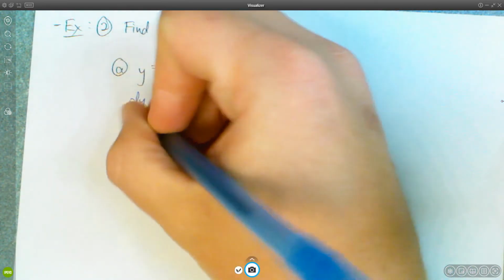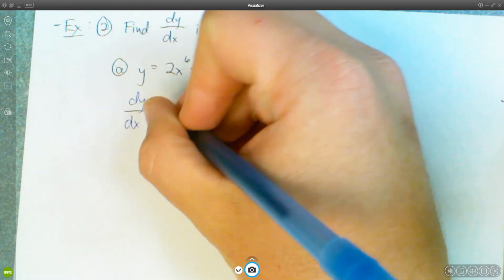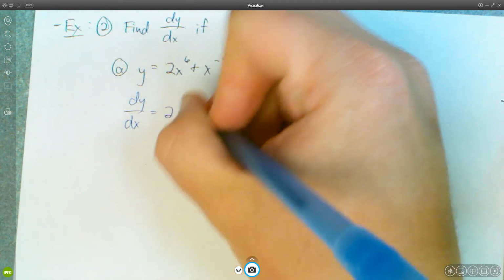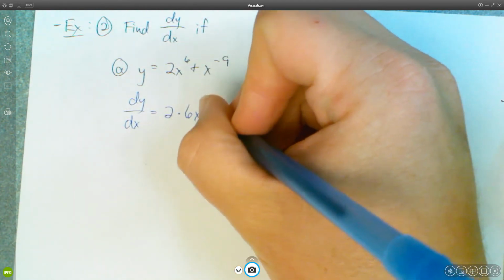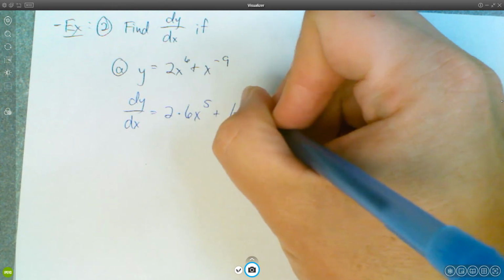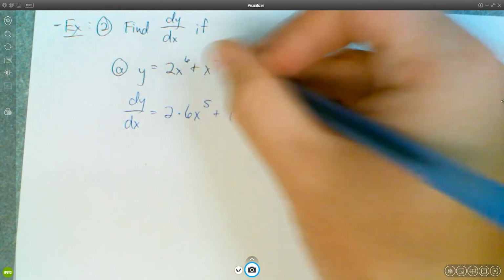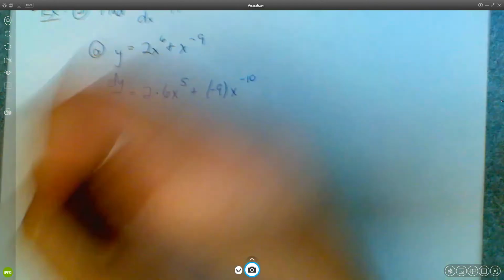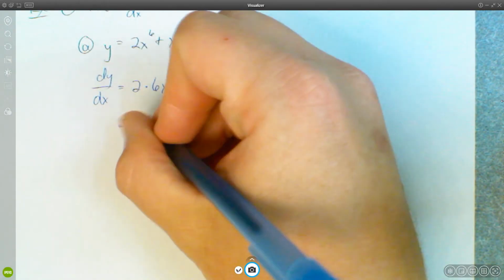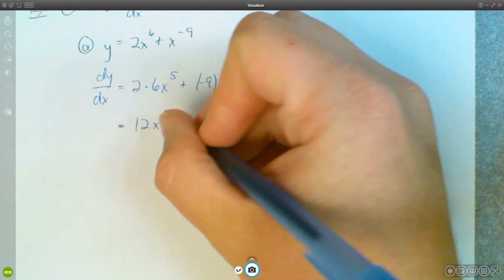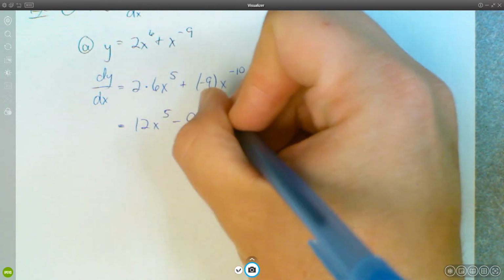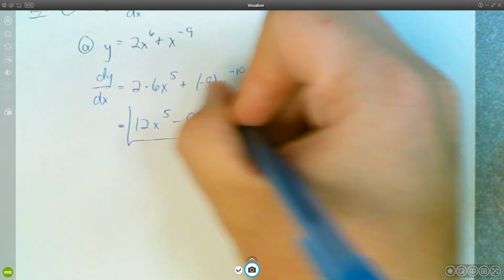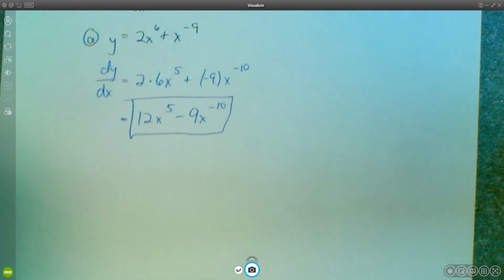We can say dy dx is going to be 2 times 6x to the 5th plus negative 9 times x to the negative, well, negative 9 minus 1 is negative 10, right? So in other words, that's 12x to the 5th minus 9x to the negative 10. If you want, you could flip it over and stuff. Okay, but that's that one.